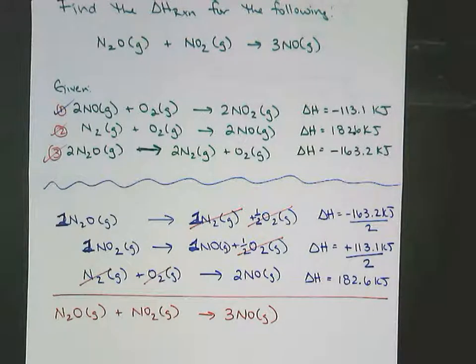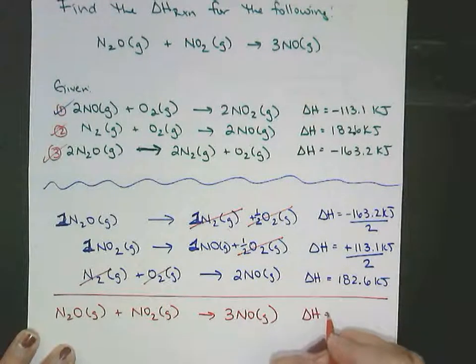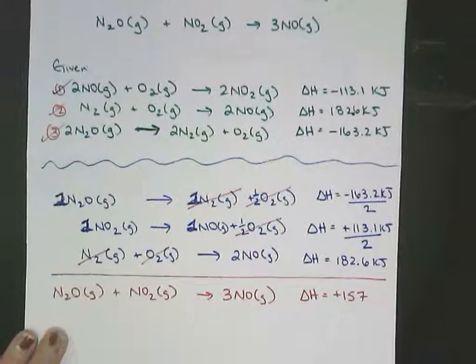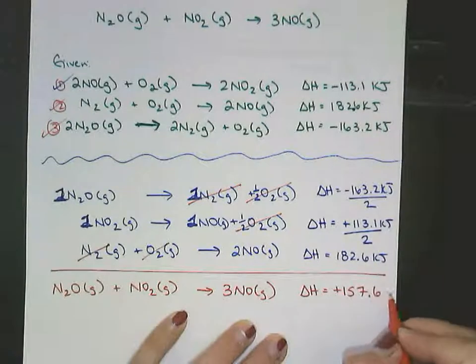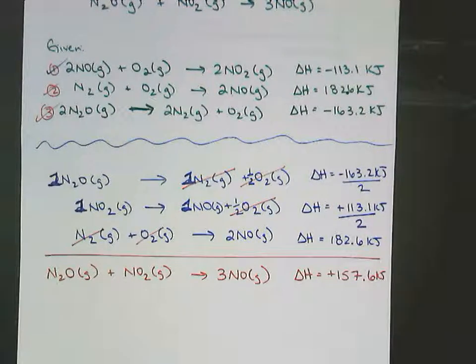All right, so how do I figure out the delta H for all this stuff? You just add them all together. So I got to do negative 163.2 divided by 2 plus 113.1 divided by 2 plus 182.6. How many significant figures do I get? 4. I get 4. All right, so this reaction is a plus 157.6 kilojoules.